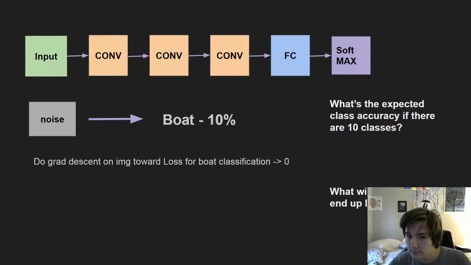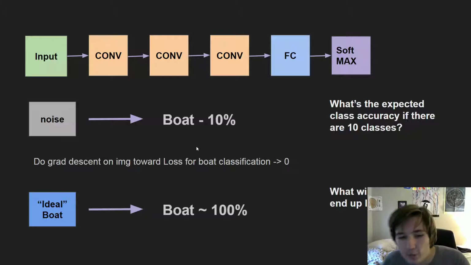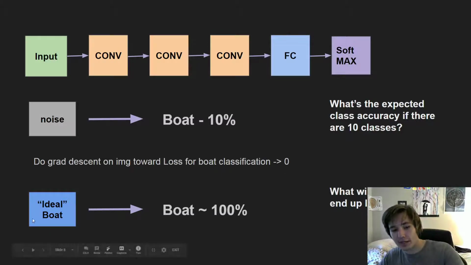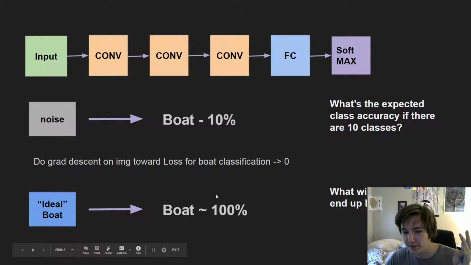Outline of a boat or something. So what it ends up being, that's pretty much right, is an ideal boat for the network. Whatever we end up with here is going to be the boat image that, when we put it into the network, will return the highest percent accuracy, or the highest score for boat. Not actually highest globally, but it will give us a local maxima.